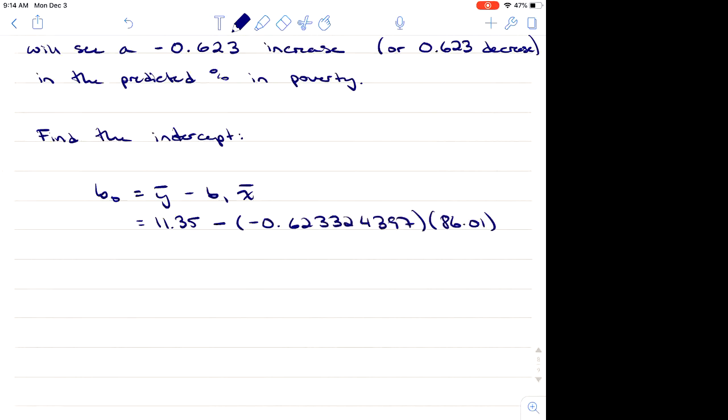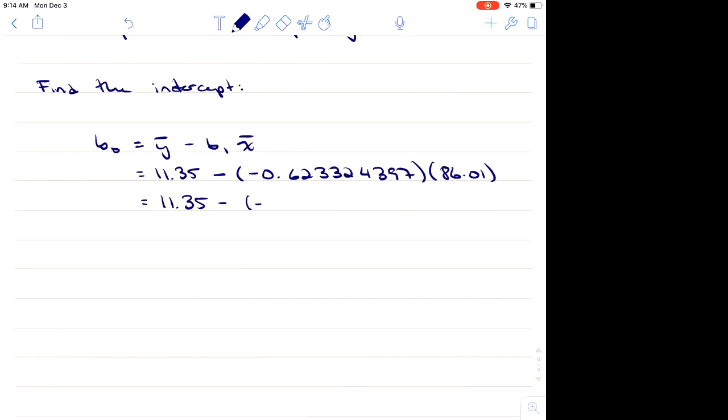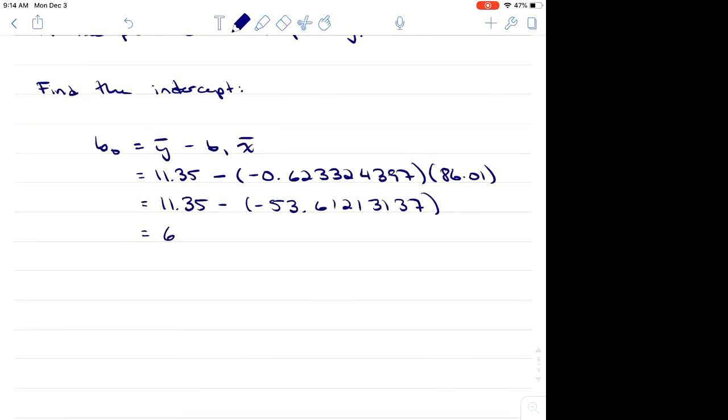You have to multiply out that first chunk before you can subtract it from 11.35. Otherwise, you're doing illegal math, right? So we have to do 11.35 minus negative 53.61213137, which is going to be 64.96213137.